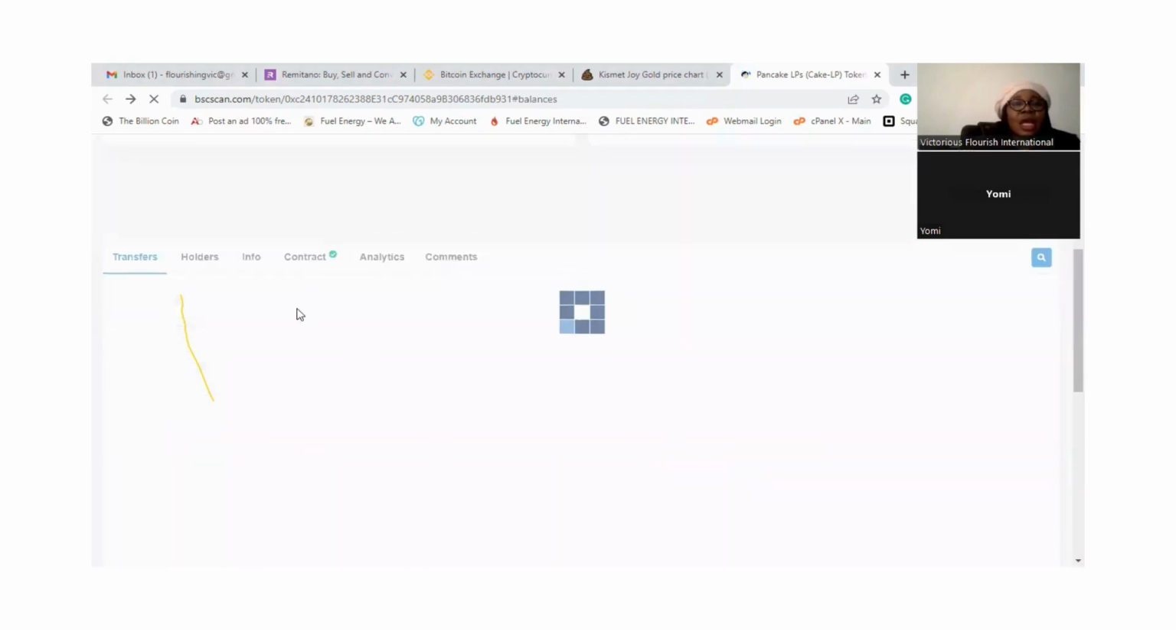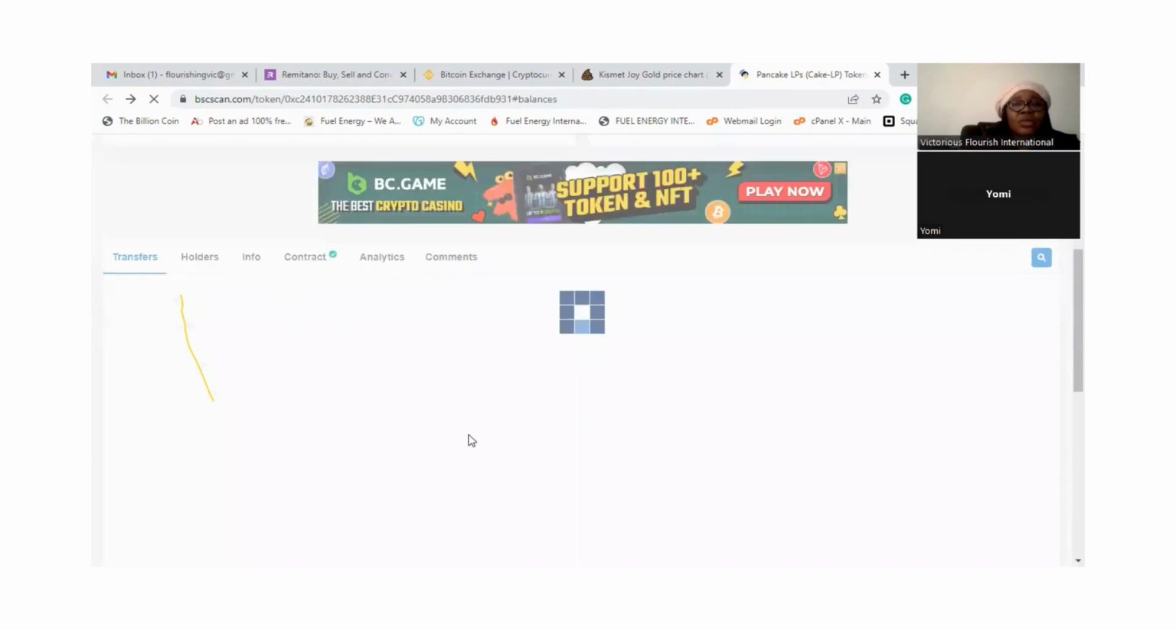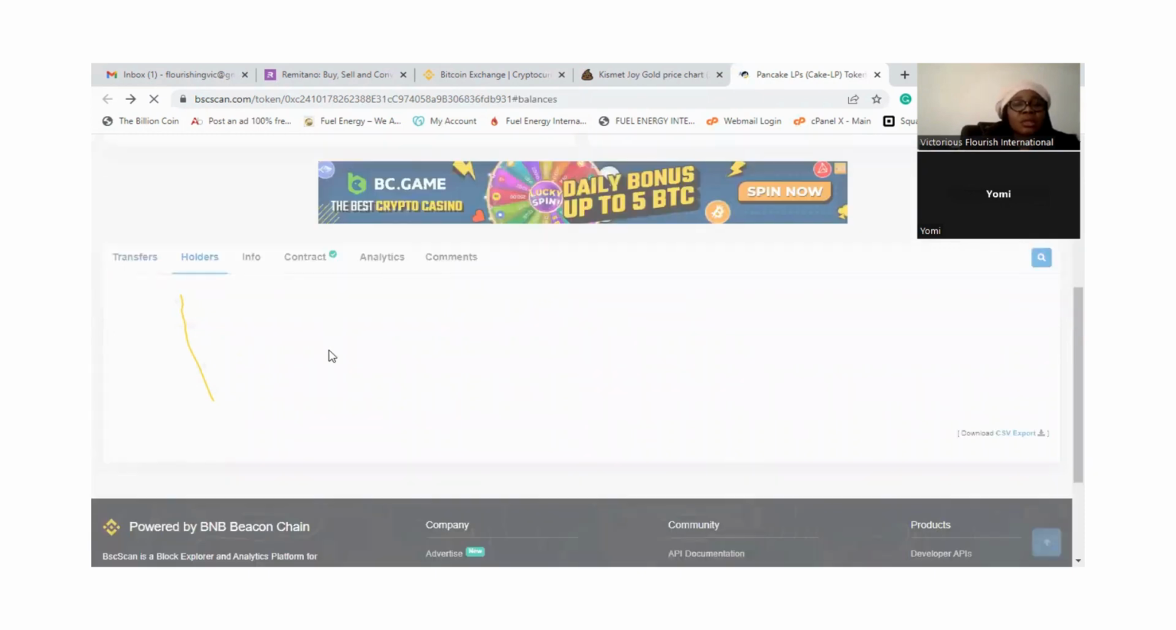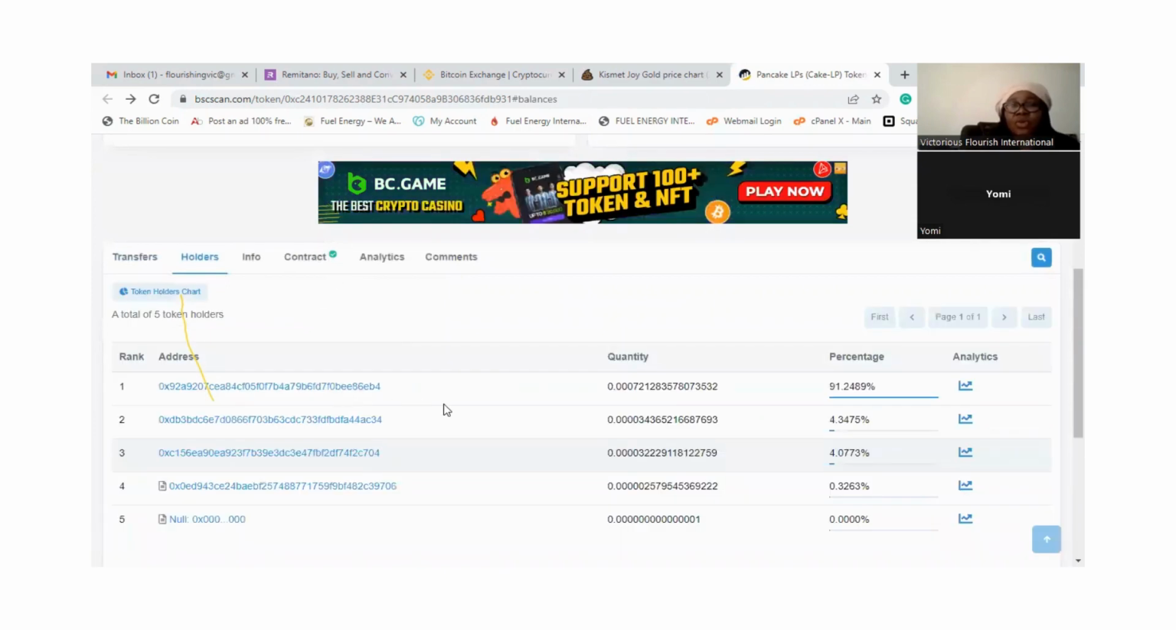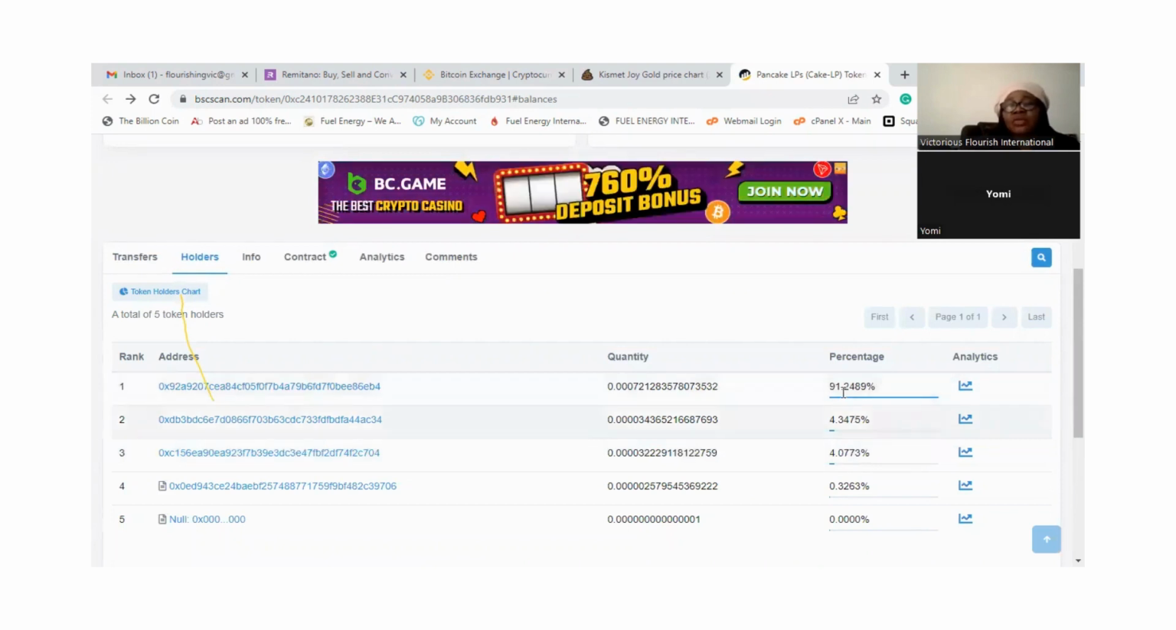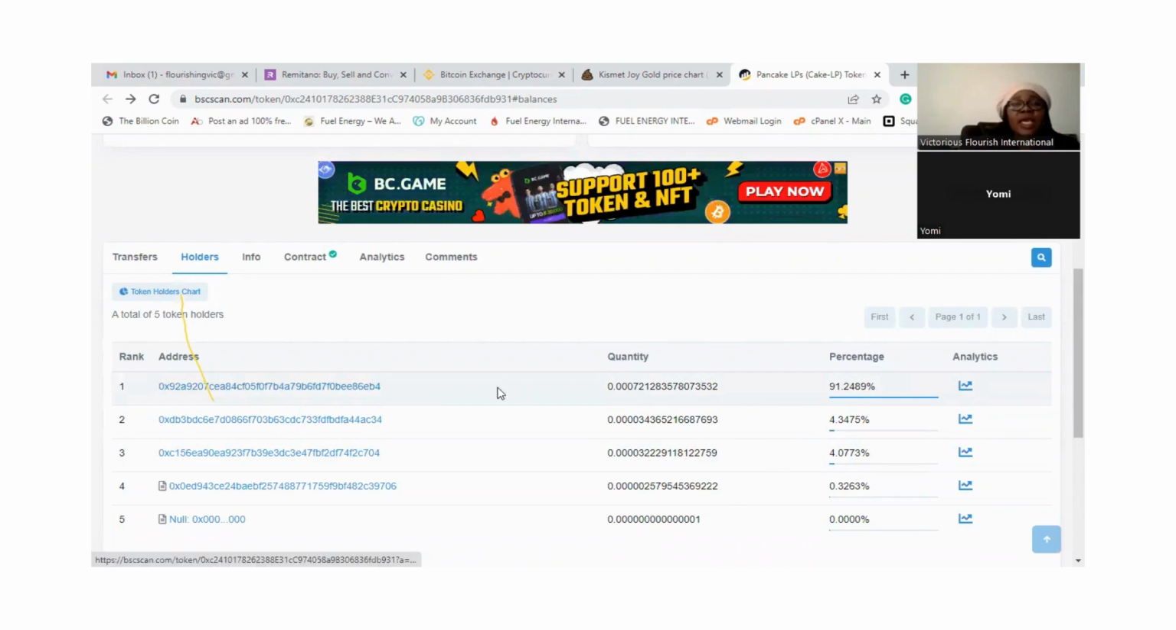So I've gone back to this. This is the first place. This is the contract here. I clicked on the first wallet here. Okay, this first wallet is holding 91.2%. So this is the one you said admin doesn't have access to, right?